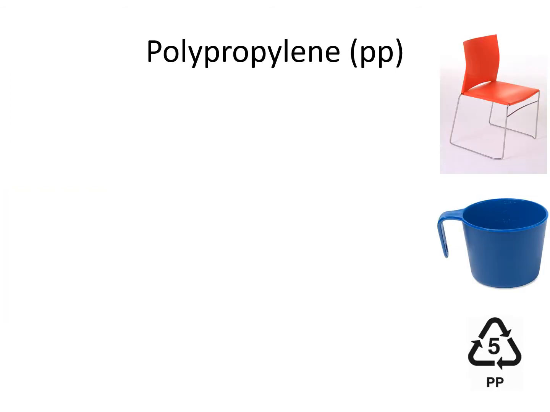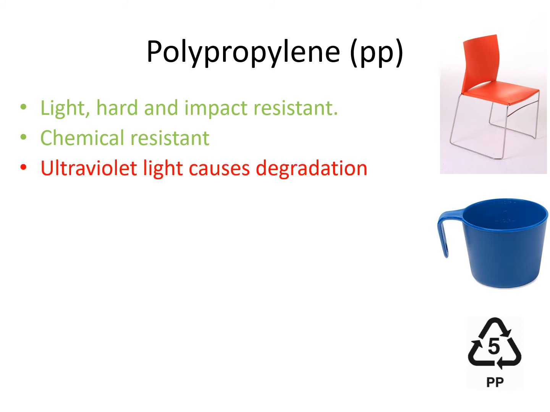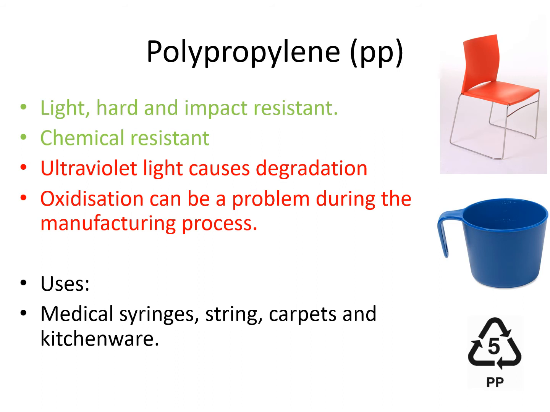Another thermoforming plastic, polypropylene, abbreviated to PP. This is light but hard and impact resistant. It's chemical resistant, but ultraviolet light can cause degradation. Oxidization can be a problem during making it as well. Its main uses are medical syringes, string, carpets and kitchenware as shown.